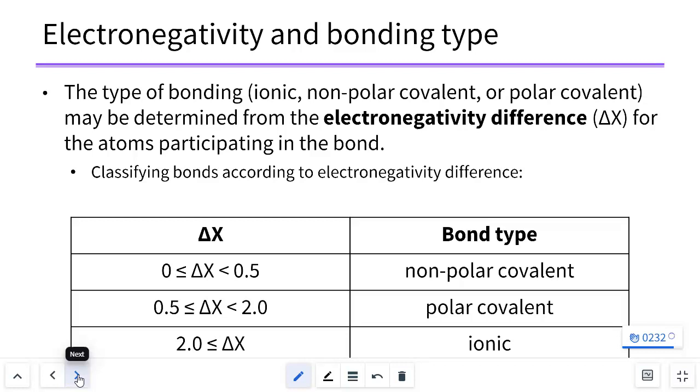If I'm looking at two atoms that make up a bond, the difference in their electronegativities tells us something about the bond that they create. If the electronegativity difference is relatively low, anything less than 0.5, we can pretty safely consider that the electrons in that bond are being shared relatively evenly, and we would call that bond nonpolar.